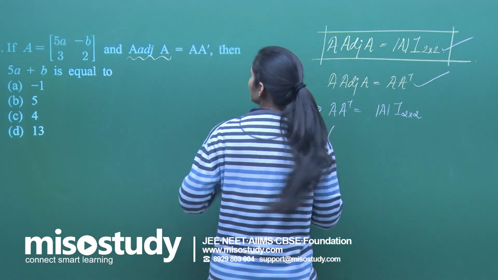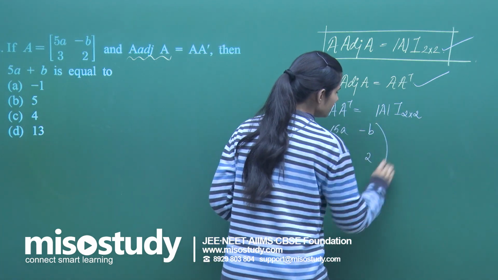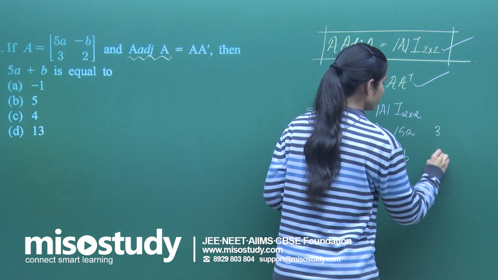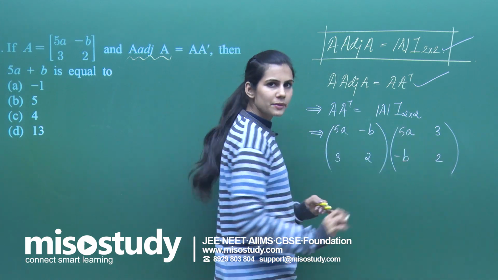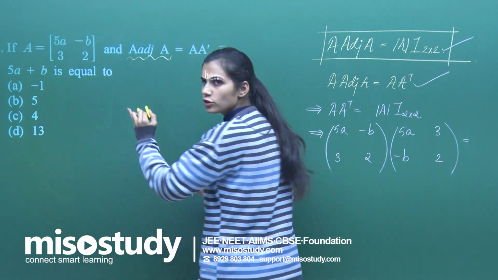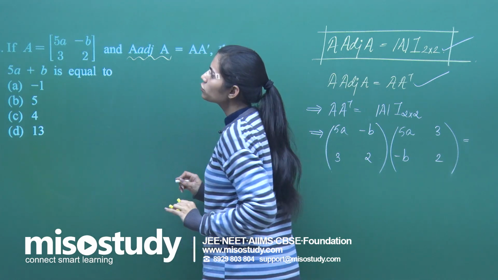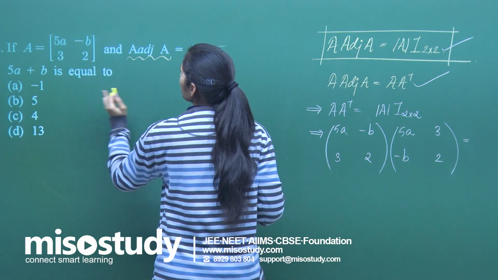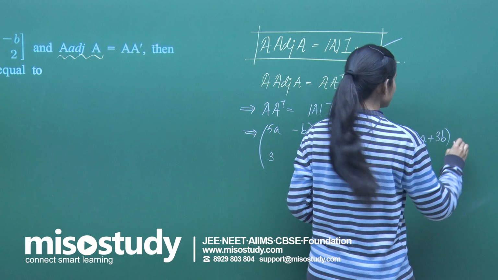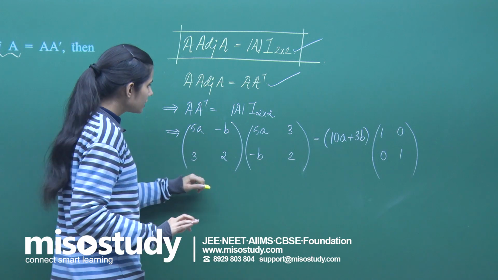What is A? A is [5a, -b; 3, 2]. This is my A. A transpose will be [5a, 3; -b, 2], so first row becomes first column, second row becomes second column. This is equal to determinant of A. What is determinant of A? Product of diagonal minus product of off diagonal. 5a into 2 is 10a, minus b into 3, which is plus 3b. So 10a plus 3b times the identity matrix of order 2 cross 2, which is 1 0 0 1. Cool enough? Let us multiply.